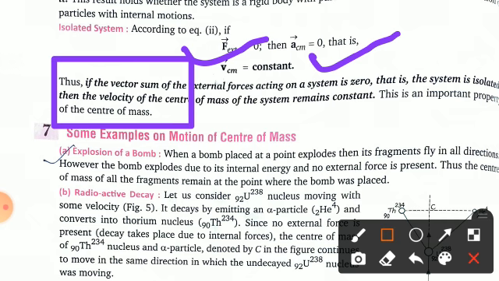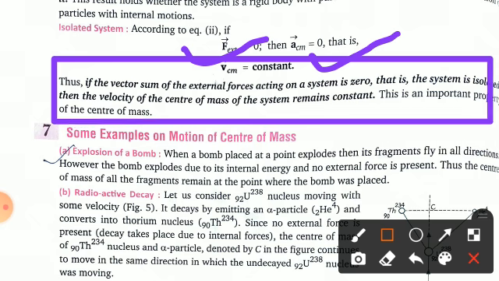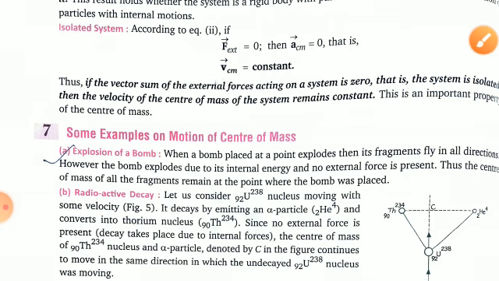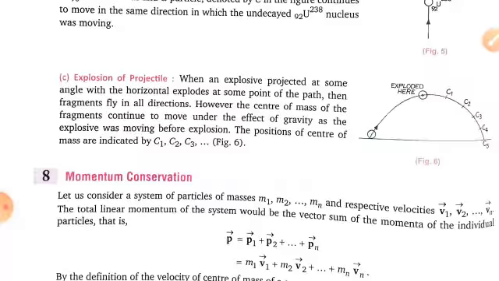You can see here what is written. If the vector sum of the external forces acting on a system is 0, that is, the system is isolated, then the velocity of the center of mass of the system remains constant. So this is an important property of the center of mass. Now here are some examples of motion of the center of mass. You can see here.